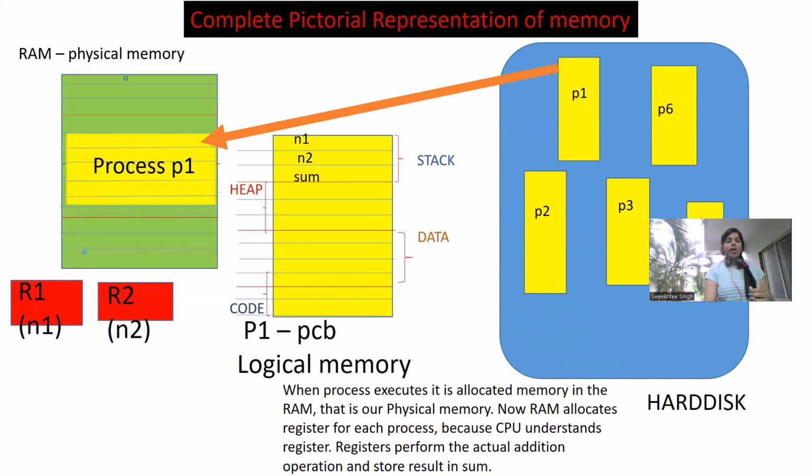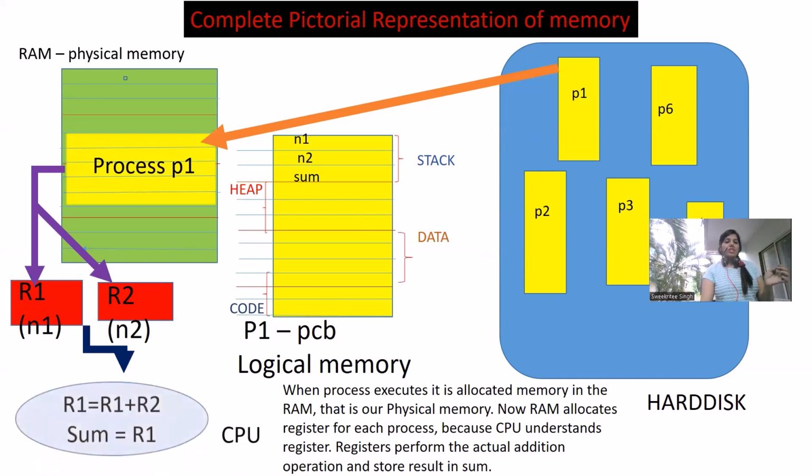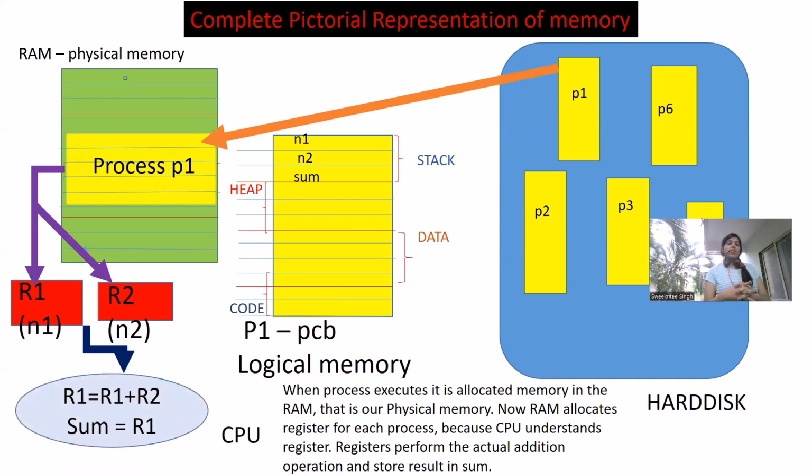Now our CPU does not understand n1, n2 and sum. It understands only registers. So it performs all the operation using register. That is why RAM allocates all the process a set of register. Like here n1 is assigned to register R1 and n2 is assigned to register R2, and then in the CPU their sum is calculated using the register operation R1 equals to R1 plus R2, and the final sum is stored in sum equals to R1.